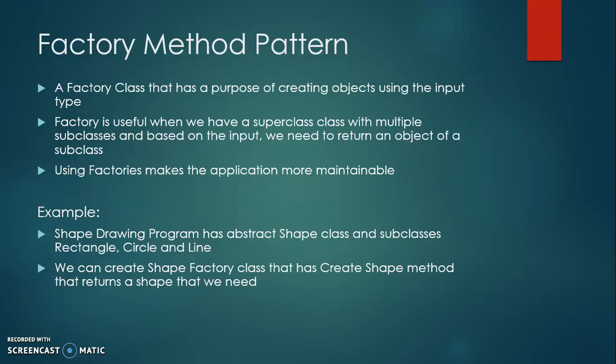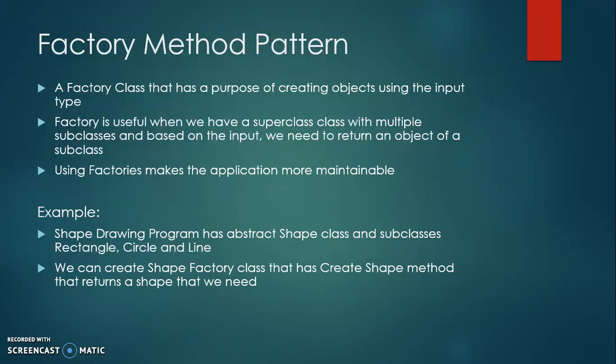So when would we use a factory method pattern? Factory is useful when we have one superclass, such as the Shape class, and it has multiple subclasses like Rectangle, Circle, Line, and so on. And based on the user input, we need to return a particular object of a specific subclass. So that is the scenario that we have in our shape drawing program.